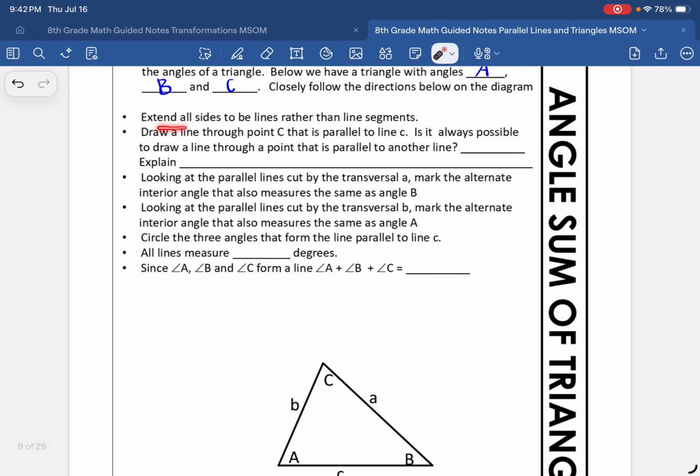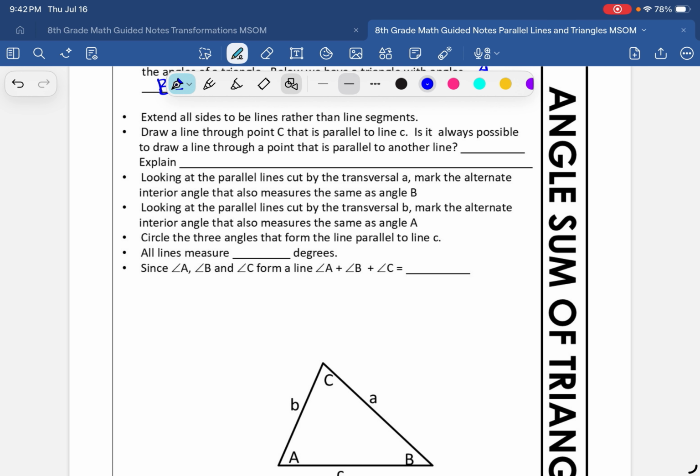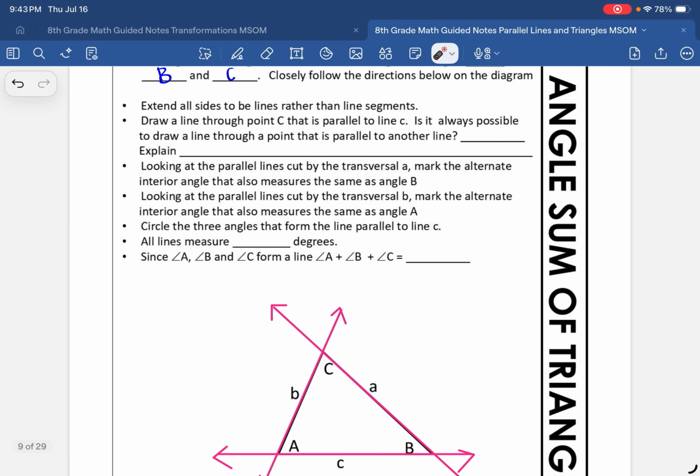Extend all sides to be lines rather than line segments. So I'm going to extend all these line segments and make them lines. Draw a line through point C that is parallel to line C. A line through this point that is parallel to this line. Is it always possible to draw a line through a point that is parallel to another line? Yes, a line through a point can be drawn with any slope.